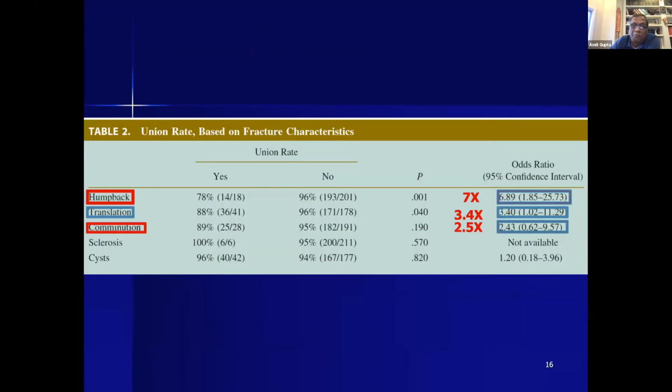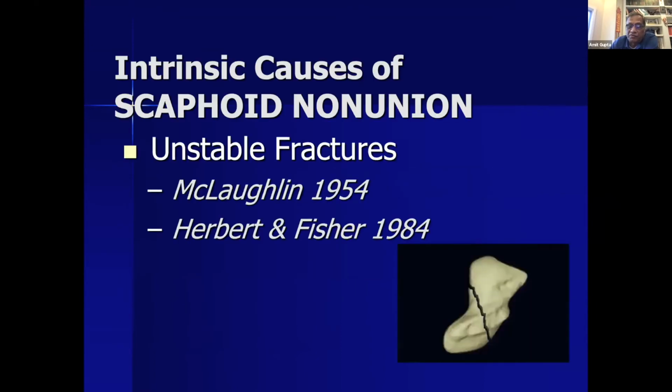So if you have a humpback deformity, which is a displaced fracture, from Graywald's study, it's 7 times the chance of non-union. Translation gave you 3.4 times the chance of non-union. Comminution gives you 2.5 times the chance of non-union in terms of odds ratio. Unstable fractures with a volar pattern, volar oblique fractures, have been shown to be prone to delayed or non-unions.